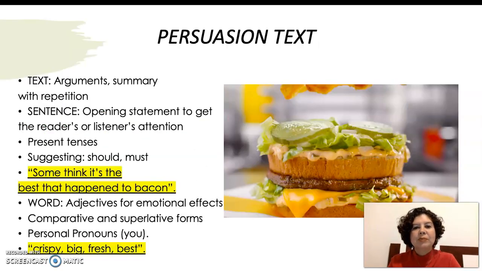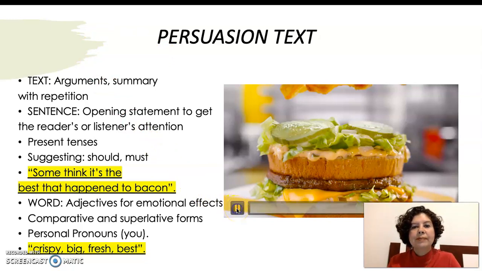Then I'm going to show you another example. This is an oral text. This is a commercial. We're going to be working with a persuasion text or a persuasion genre. We need to watch the commercial.